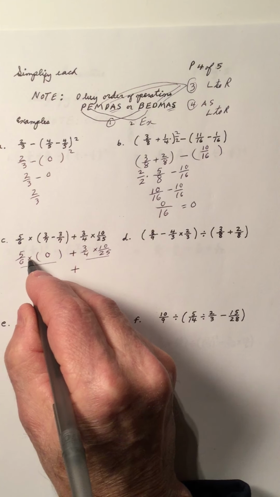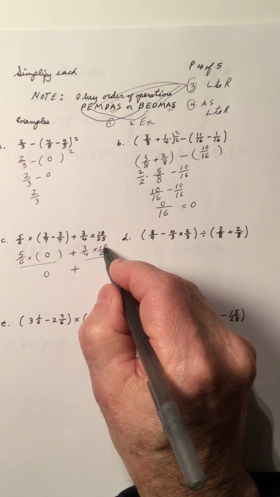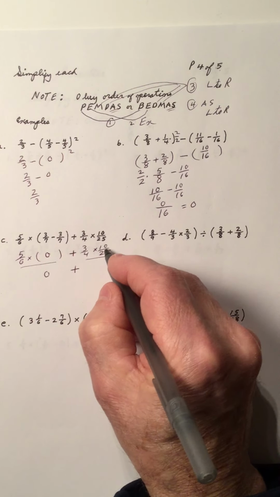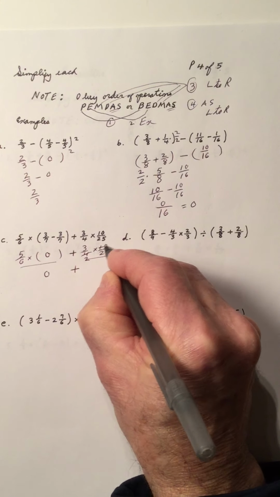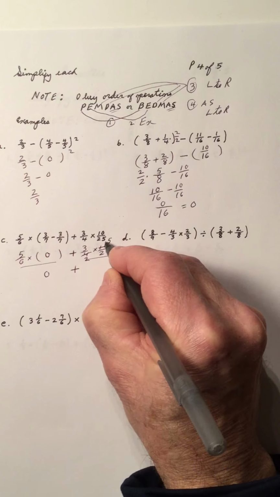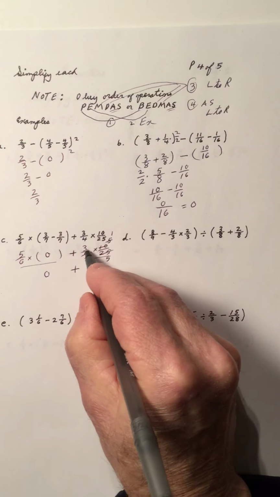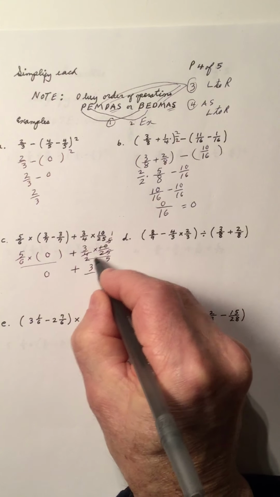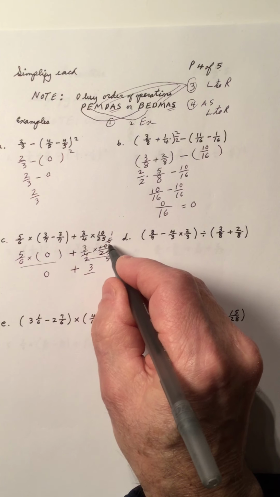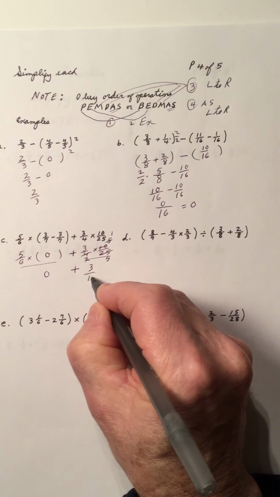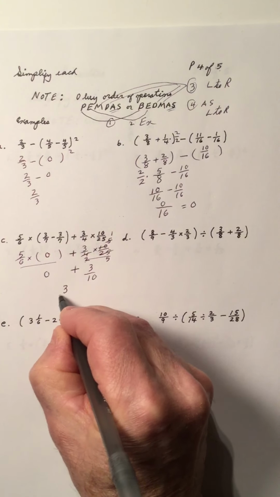5 over 6 times 0 is 0. 3/4 times 10 over 5, we have to reduce. So 4 into 4 goes once, 2 into 10 goes 5. 5 into 5 goes once. 5 into 25 goes 5. 3 times 1 is 3. And did the 2 cancel out? No. That's 2 times 5 is 10. And 0 add on 3/10 is 3 over 10.